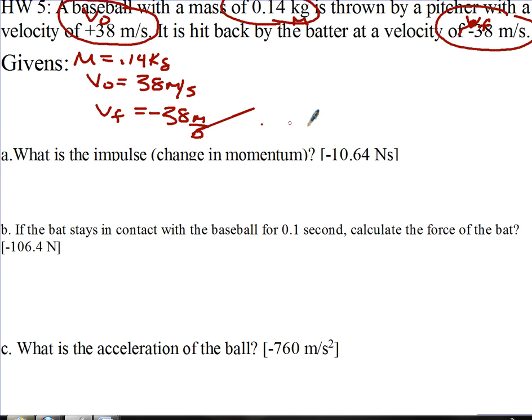Okay, what does this look like? I've got the ball and it's going this way, and then it bounces back. Now, what's the impulse?